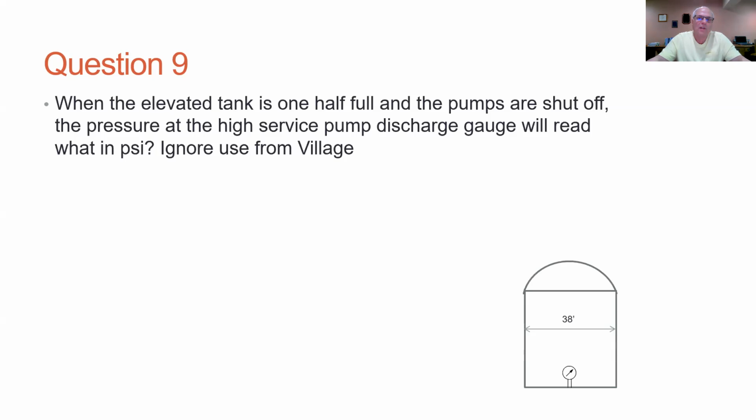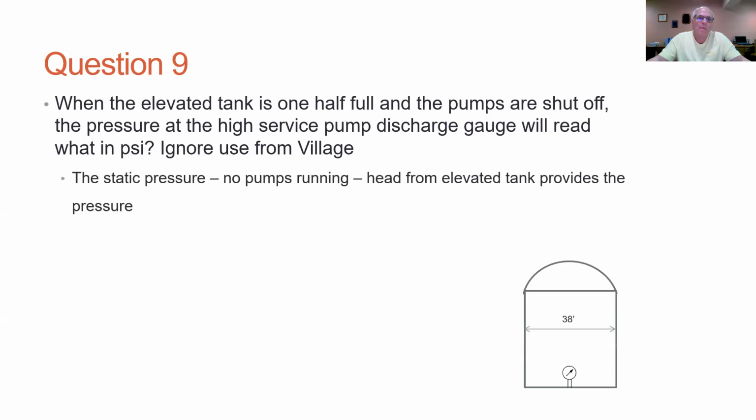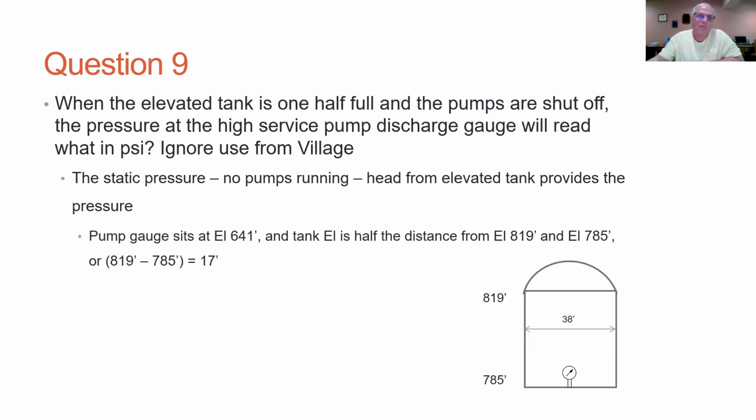There's your tank, there's the elevations. And we are in conditions of static pressure, no pumps running. So the head from the elevated tank is going to provide the pressure for us. Now there's our 2 elevations. The bottom of the tank is 785 feet on the map. The overflow on the tank is 819. But the problem said you're only 1/2 full. So you have to figure out the difference between 819 and 785, split it by 2, and add that into the 785 to get an elevation that you're working from.